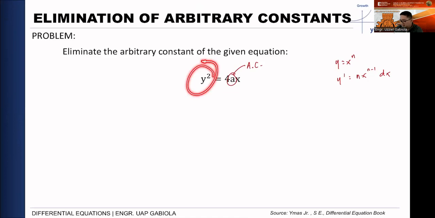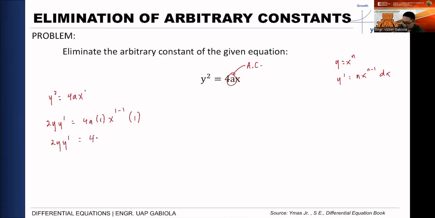So, applying power formula, okay? So, that will be, rewrite lang natin dito. So, y squared is equals to 4ax, okay? So, pag dinerive natin, this will be 2y. And then, anong i-multiply natin kay 2y? Y prime. Okay, so y prime, correct? And then, equals, so kung ano yung ating coefficient, and then ito may imaginary 1 doon. So 1, x, 1 minus 1, and then yung derivative ng x is 1. Okay, so simplify lang natin. This will be 4a, and then x raised to 0 will be 1 times 1, so 4a lang.